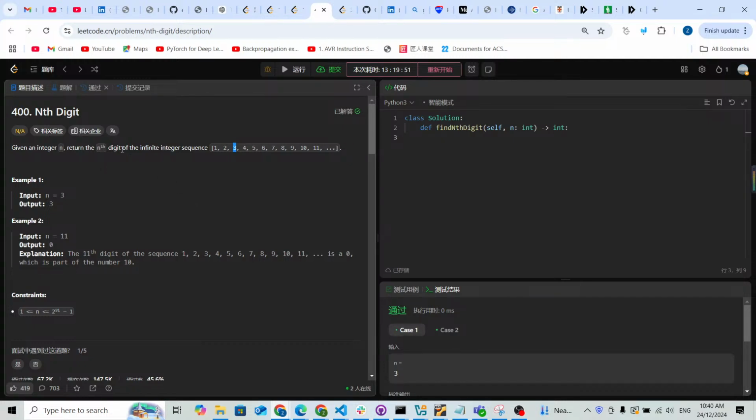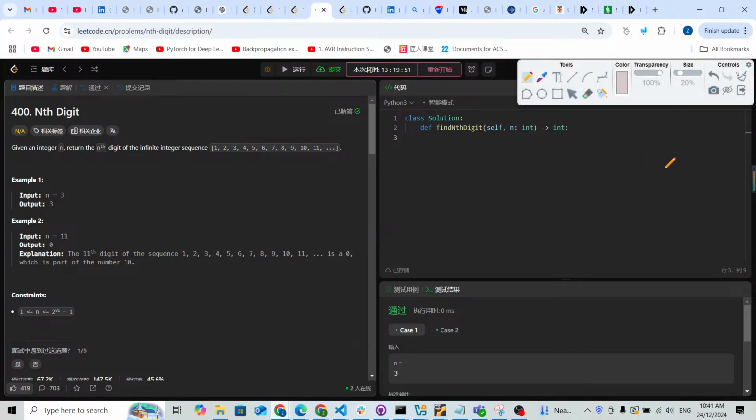So why don't we just simulate the problem? Let's just check what happens. For example, if it only has one digit, what is it going to look like? It's going to be something like 1 to 9. How many digits are there? It's going to be 9, which is 1 times 9. It means there are only going to be 9 digits if there are only 1-digit numbers.